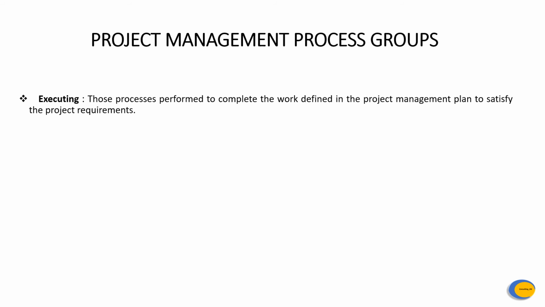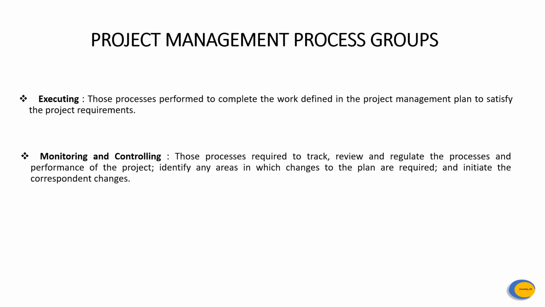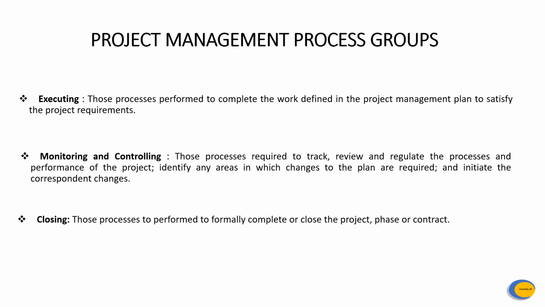Also, we have executing, which refers to those processes performed to complete the work defined in the project management plan to satisfy the project requirements. Monitoring and controlling, those processes required to track, review, and regulate the progress and performance of the project, identify any areas in which changes to the plan are required, and initiate the corresponding changes. And closing, which refers to those processes performed to formally complete or close the project, phase, or contract.